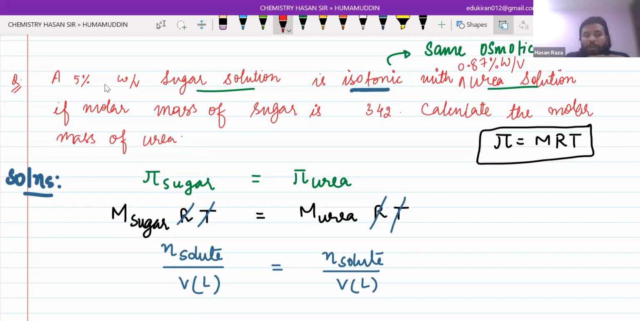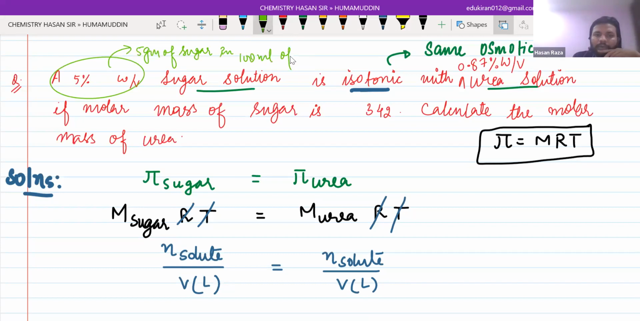So the question is: 5% weight by volume sugar solution is isotonic with 0.87% weight by volume urea solution. If the molar mass of sugar is given as 342, we need to calculate the molar mass of urea. Now, what does isotonic mean? Isotonic means both have the same osmotic pressure. As I explained in the first class, when you expand this, it means 5 gram of sugar, the solute, in 100 ml of solution. So from here you can see the volume of solution is basically 100 ml.